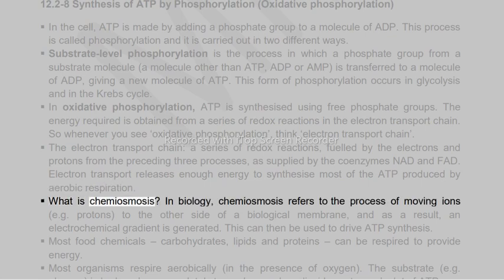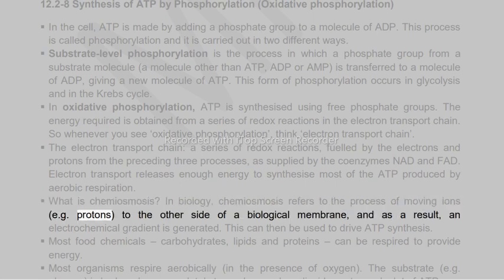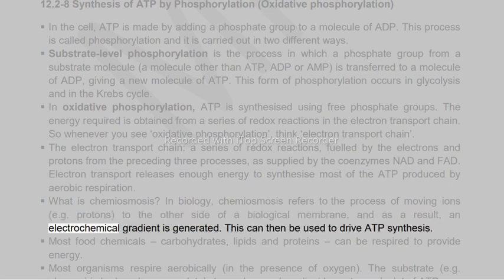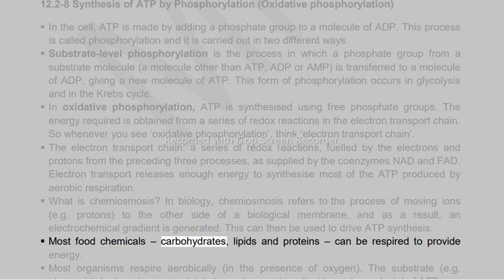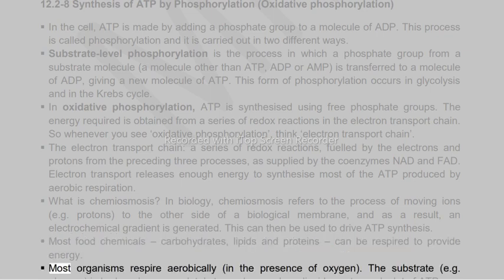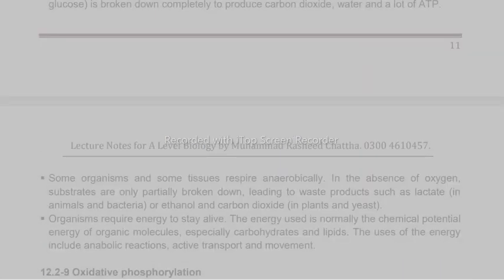Chemiosmosis. In biology, chemiosmosis refers to the process of moving ions, e.g. protons, to the other side of a biological membrane, and as a result, an electrochemical gradient is generated. This can then be used to drive ATP synthesis. Most food chemicals, carbohydrates, lipids, and proteins, can be respired to provide energy. Most organisms respire aerobically, in the presence of oxygen. The substrate, e.g. glucose, is broken down completely to produce carbon dioxide, water, and a lot of ATP.